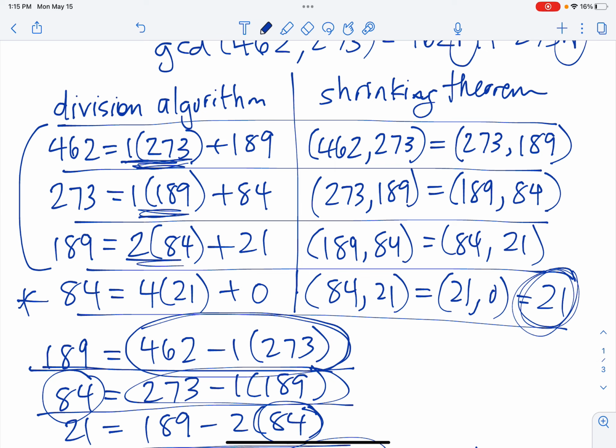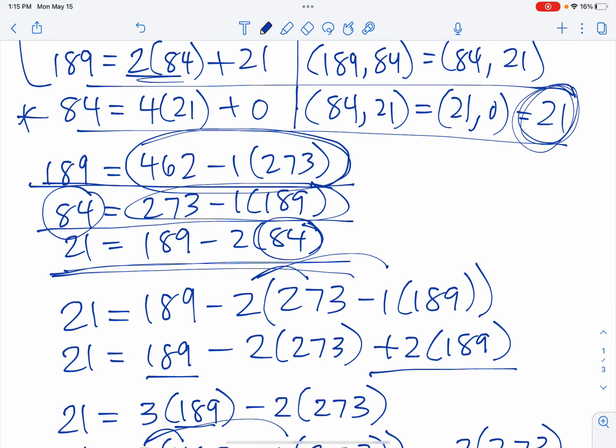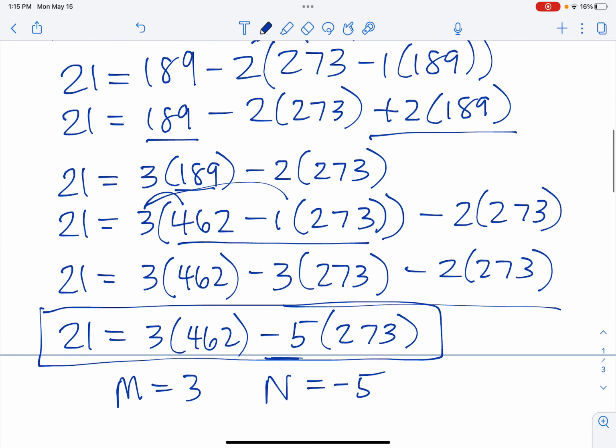How do you purchase that item, right? What is the exchange equation? That's unwinding the algorithm, and it's right here. So to purchase a $21 item, you give 3 $462 bills, and as change, you get 5 $273 bills. Okay, so if you ever have a camp math question, you can always use the division algorithm, the Euclidean algorithm, and unwind it to answer those two questions. Finding the GCD, and then coming up with the exchange equation.